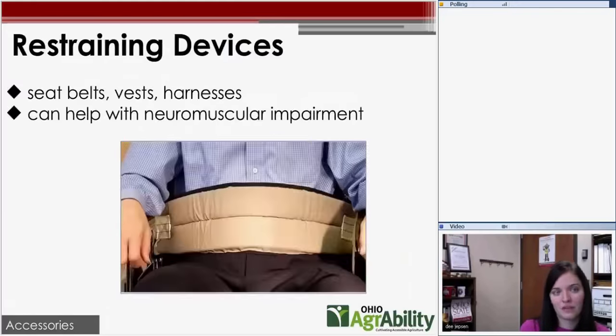Restraining devices aren't used very commonly, but I did want to mention them because if you're a user who is prone to sliding forward in the chair and aren't able to get around that by adjusting the tilt of the chair or the height, a restraining device may be appropriate for you. If you are the user, you want to make sure that you have the ability to independently fasten and unfasten the restraint by yourself in case of an emergency. You want to make sure you can get out of the chair if need be. They can also help individuals with neuromuscular impairment stay upright in proper positioning in the chair.